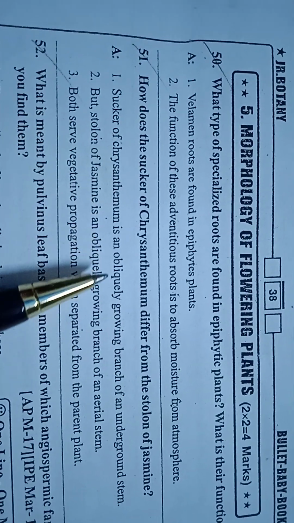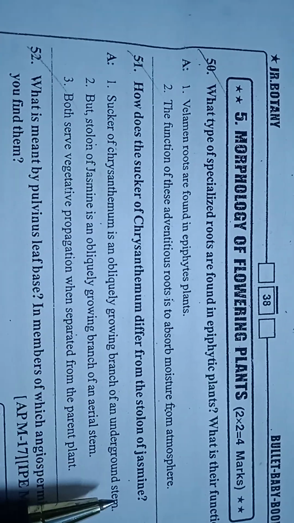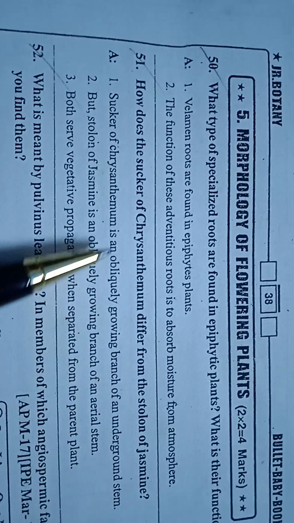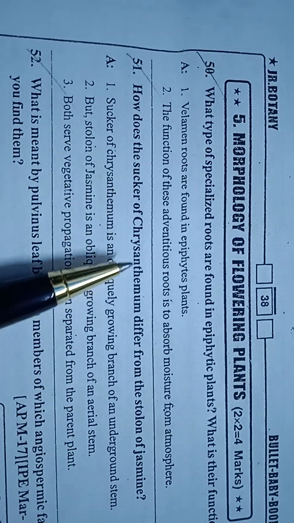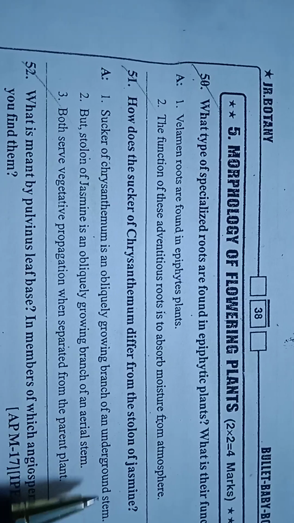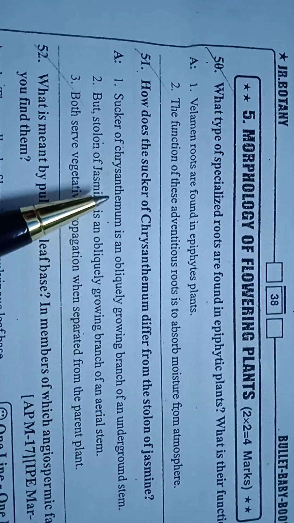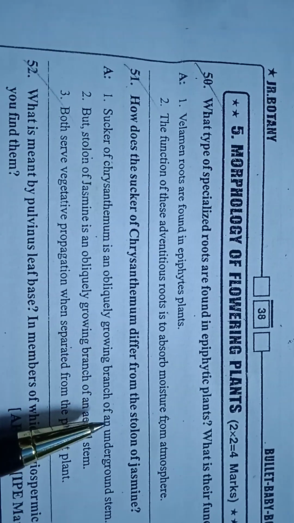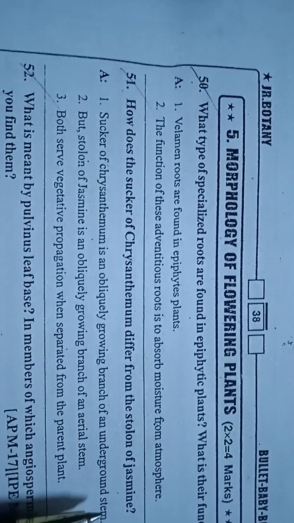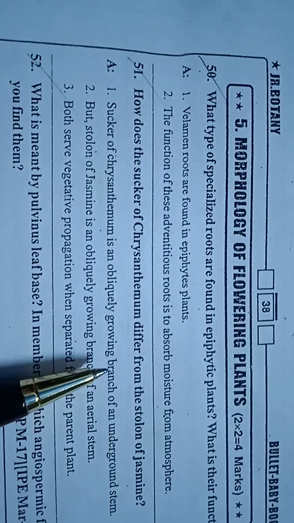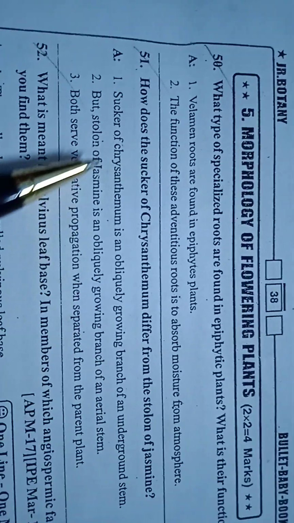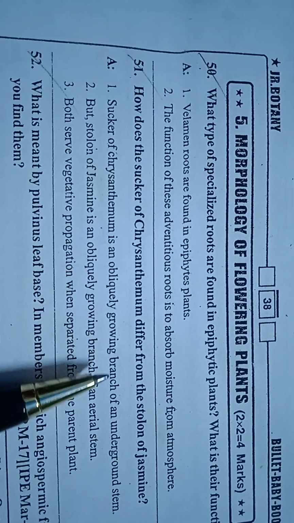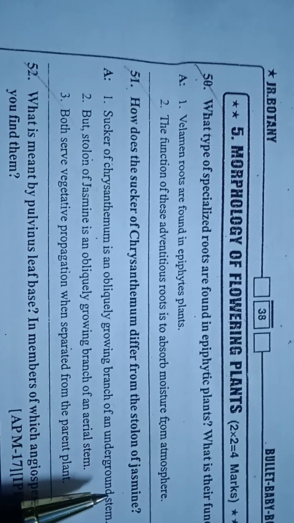Sucker of chrysanthemum is an obliquely growing branch of an underground stem. Now only I said that sucker of chrysanthemum is an underground stem. In this sucker of chrysanthemum, this branch grows obliquely under the ground. The branch will grow from the underground stem. Sucker of chrysanthemum is an obliquely growing branch of an underground stem.